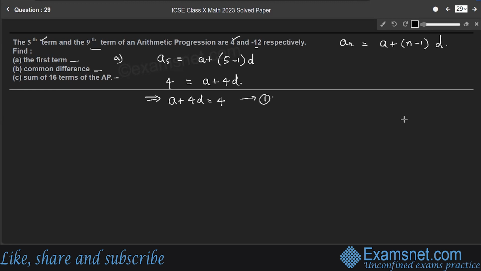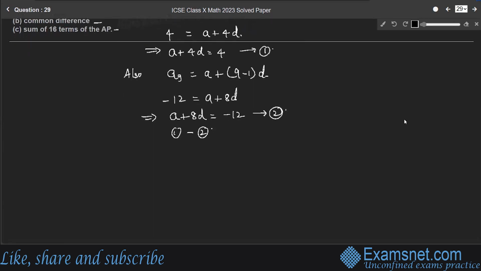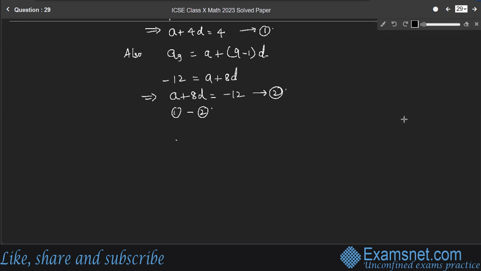And also the ninth term is given, right? The ninth term, a9, is equal to a plus 9 minus 1 into d. a9 is minus 12, which is equal to a plus 8d, or a plus 8d is equal to minus 12. Now consider equation 1 and equation 2, right? So we'll subtract 1 minus 2, or you can consider 2 minus 1 also. 1 minus 2 gives minus 4d is equal to 16. d is equal to minus 4.